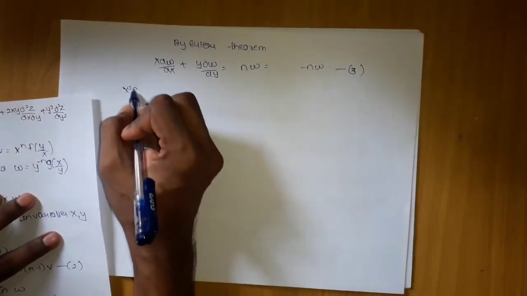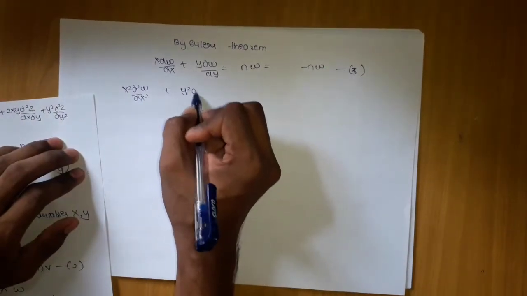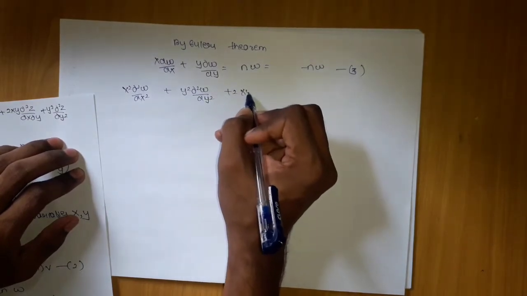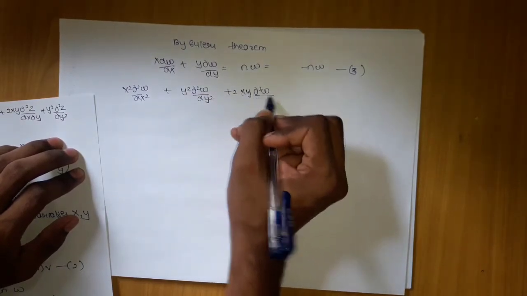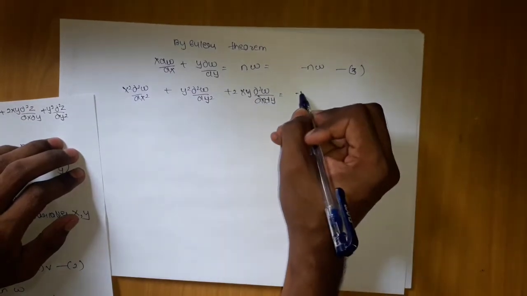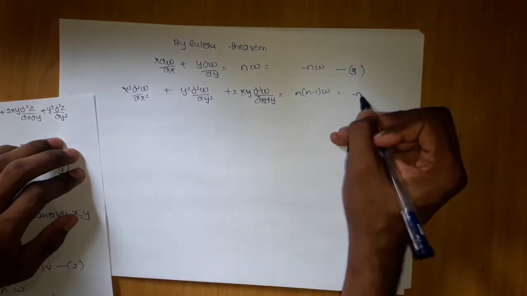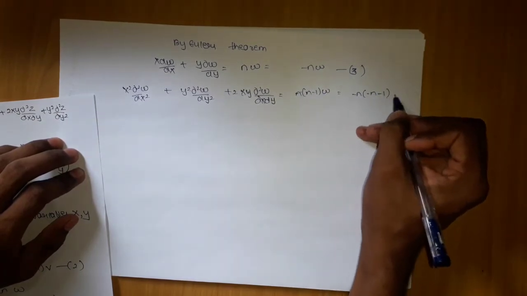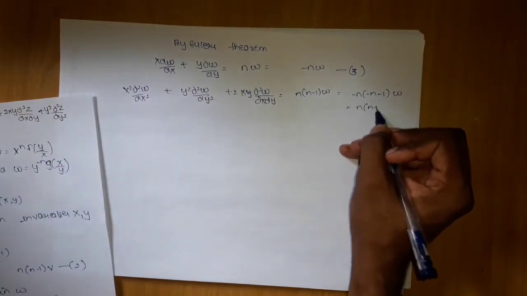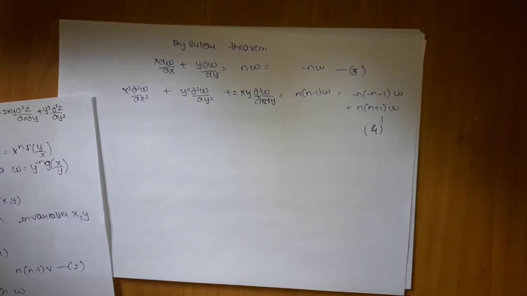And similarly, x square dou square w by dou x square plus y square dou square w by dou y square plus 2xy dou square w by dou x dou y is equal to, n is what? N into n minus 1 into w. But my n is what? Minus n. So minus n into minus n minus 1 into w. If I take minus outside, this will become plus. So n into n plus 1 into w. Finally, I will call it the fourth equation.